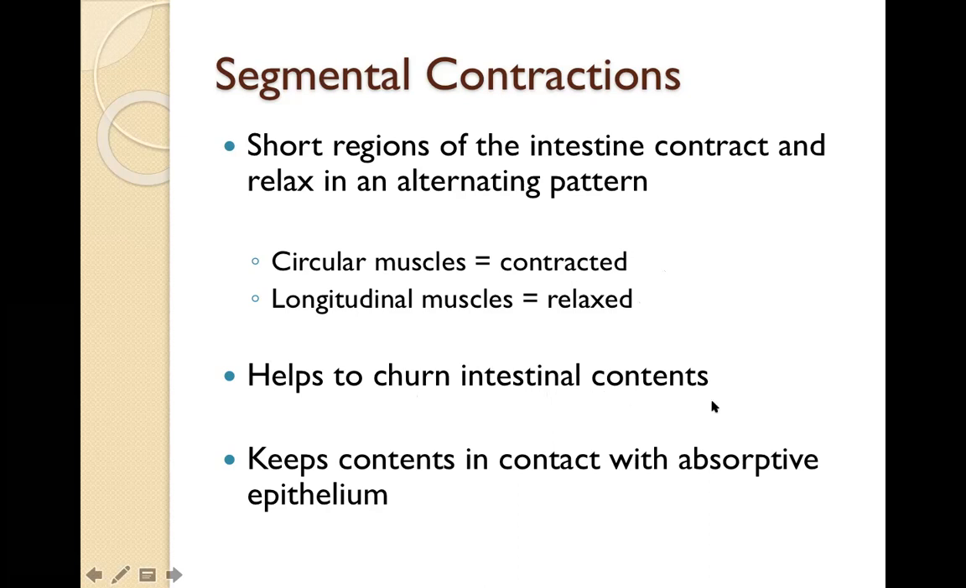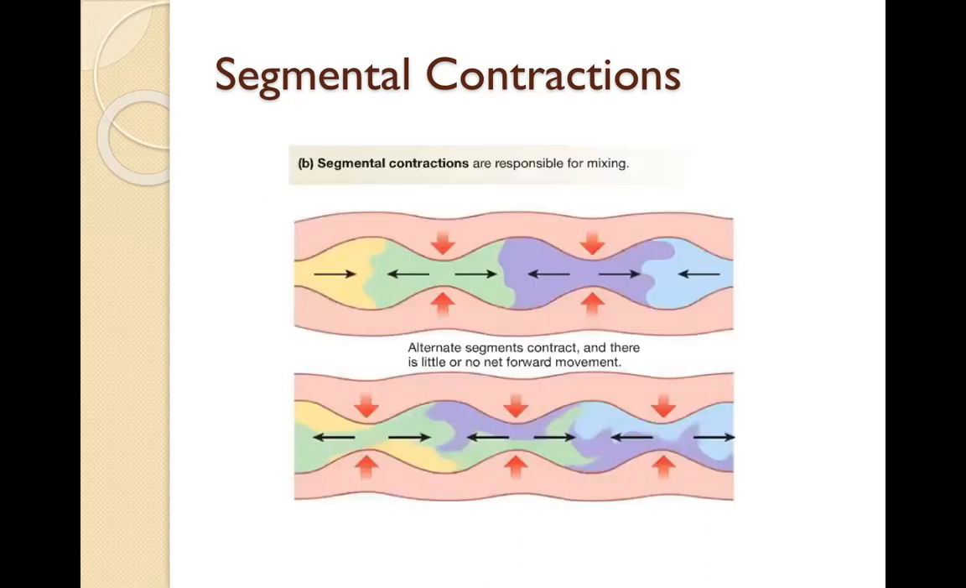And this helps ensure that the maximum amount of foodstuff is in contact with the most amount of epithelium so that digestion can happen and absorption can happen. And so here's what segmental contractions would be like. These are different colors just to depict the region in which different parts of partially digested food are. So there's the yellow region, the green region, the purple, and the blue.